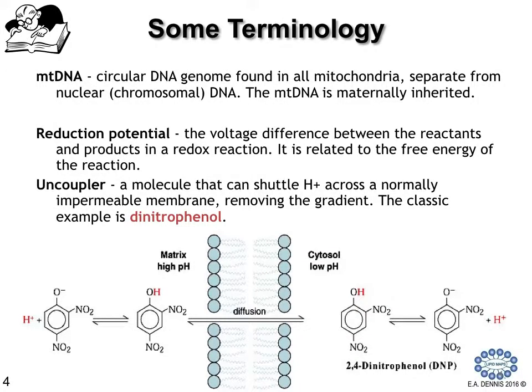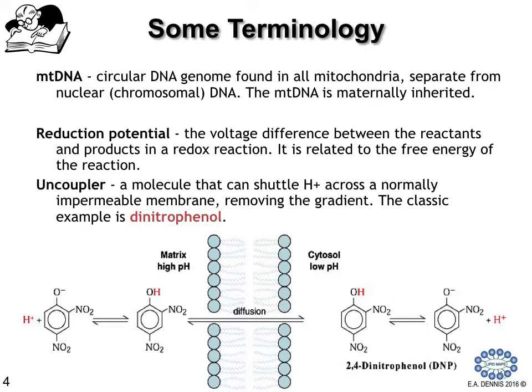First, let's introduce some terminology. Mitochondrial DNA is a circular DNA genome that's found in all mitochondria. It is separate and distinct from nuclear or chromosomal DNA. And the mitochondrial DNA is always maternally inherited. And we will come back to talk about this later in the lecture. The second term is reduction potential, and that represents the voltage difference between the reactants and products in a redox reaction, which is related to the free energy of the reaction.